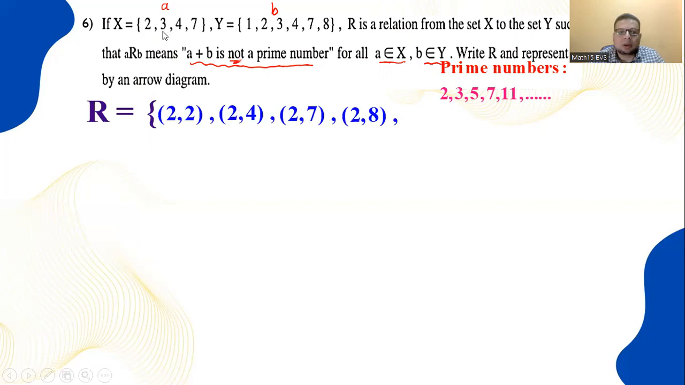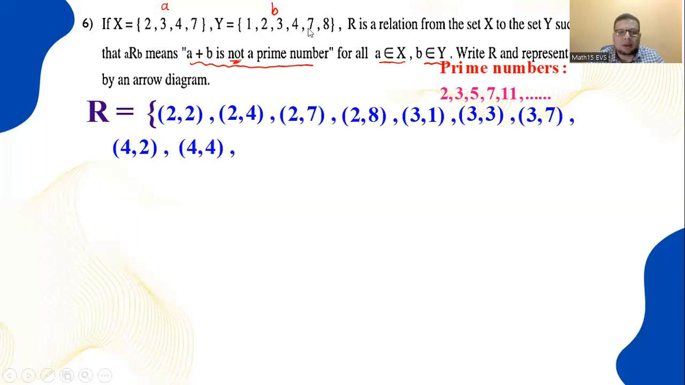Then hold number 3 now. 3 and 1, 4, right. 3 and 2, 5, no, this is prime. 3 and 3, 6, right. 3 and 4, 7, prime, not right. 3 and 7, 10, right. 3 and 8, 11, prime, not right. So I will hold now 4. 4 and 1, 5, prime. 4 and 2, 6, not prime. 4 and 3, 7 prime. 4 and 4, 8, not prime. 4 and 7, 11 is prime. 4 and 8, 12, not prime.